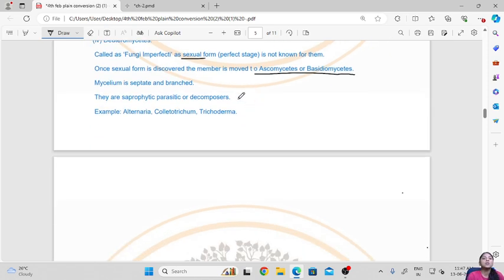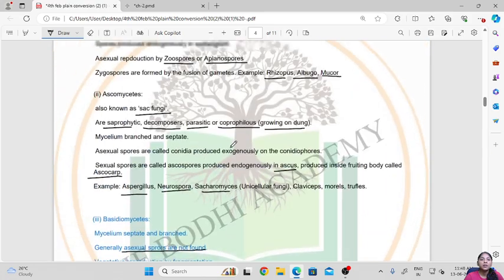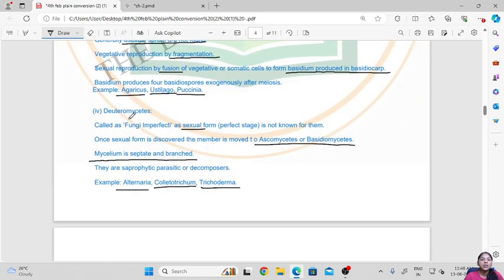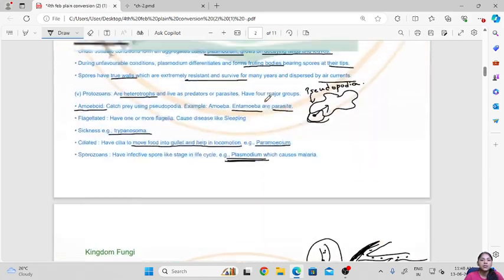Here also the mycelium is septate and branched. They are saprophytic, parasitic or decomposers. An example is Alternaria or Trichoderma. So these are the common organisms, or the fungi, which we have heard about. Then Colletotrichum is also another example of these Deuteromycetes.